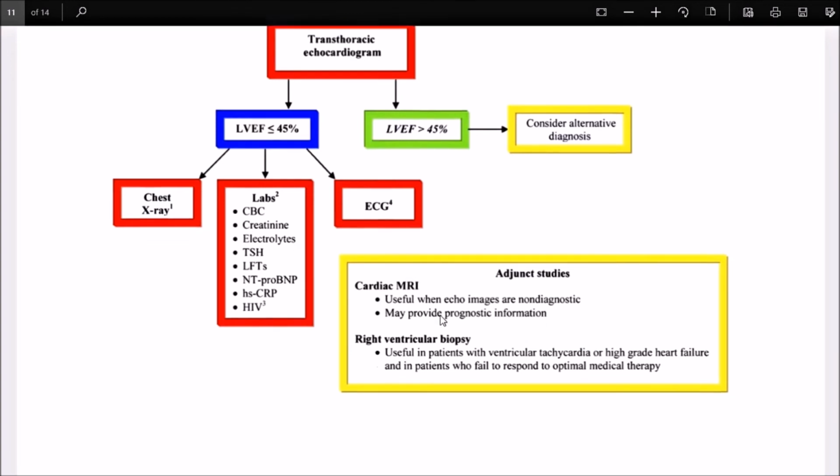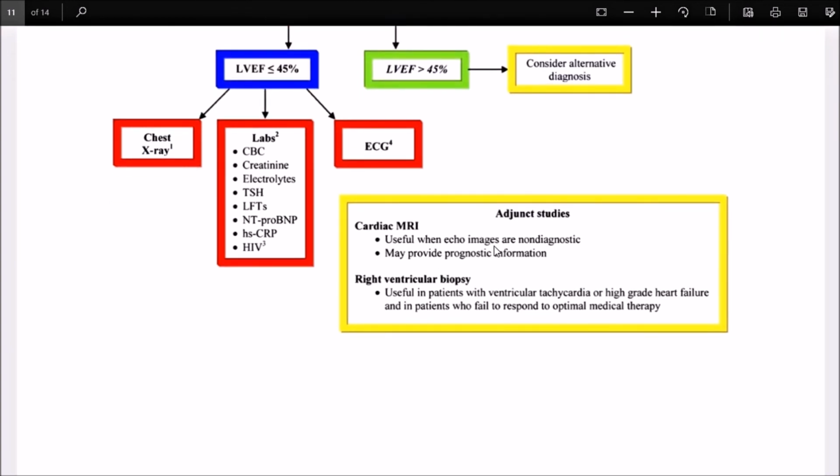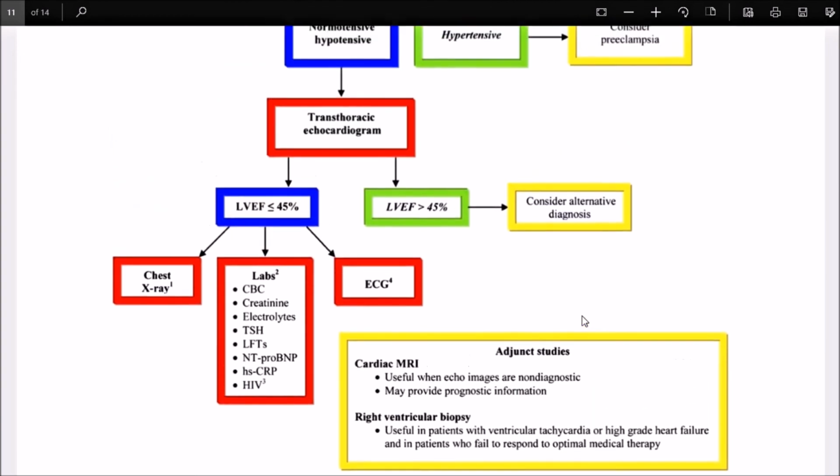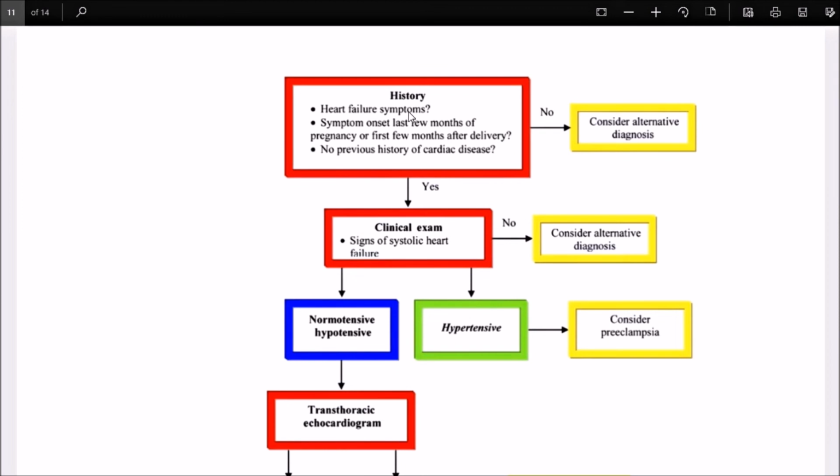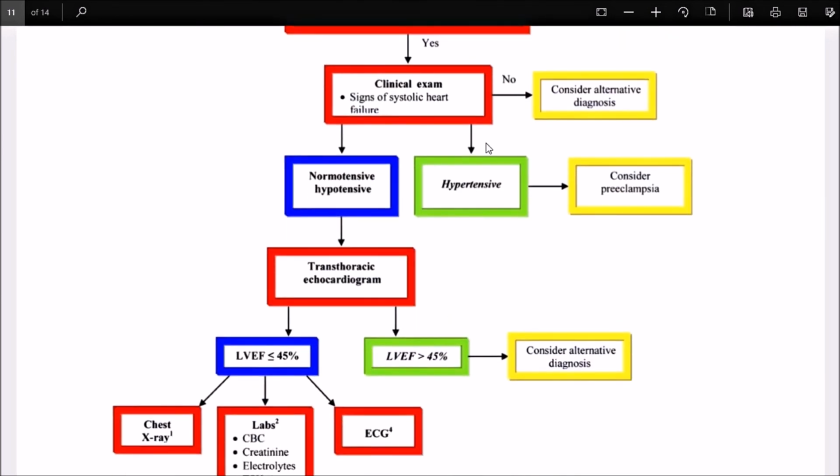As adjunct studies, cardiac MRI is useful when echo images are non-diagnostic and may provide prognostic information. Right ventricular biopsy is useful in patients with ventricular tachycardia or high-grade heart failure who fail to respond to optimal medical therapy. Yes, my dear doctor, you need to work on the systolic heart failure; hypertension should be excluded before diagnosing.